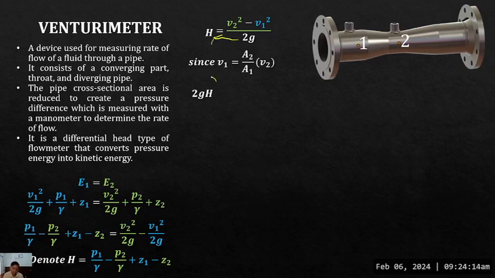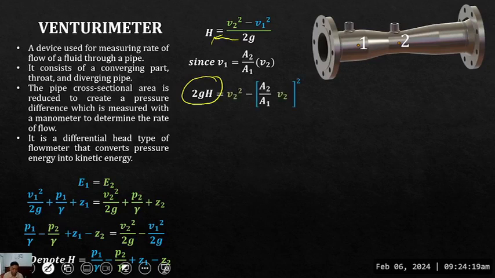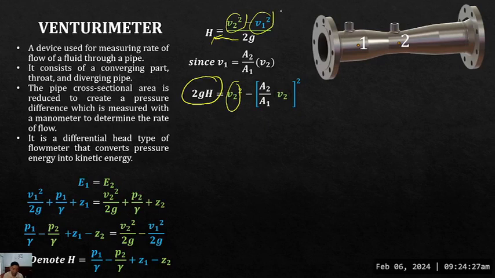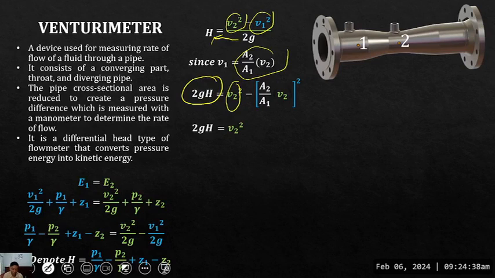So that is going to become 2GH equals, okay, so yung V2 squared, matitira to dito, kinopy lang natin yan. Tapos yung V1, pinalitan lang natin ng A2 over A1 times V2. So, simplifying, and then factor out natin si V2 squared. So, that is going to become V2 squared times 1 minus A2 over A1 squared.